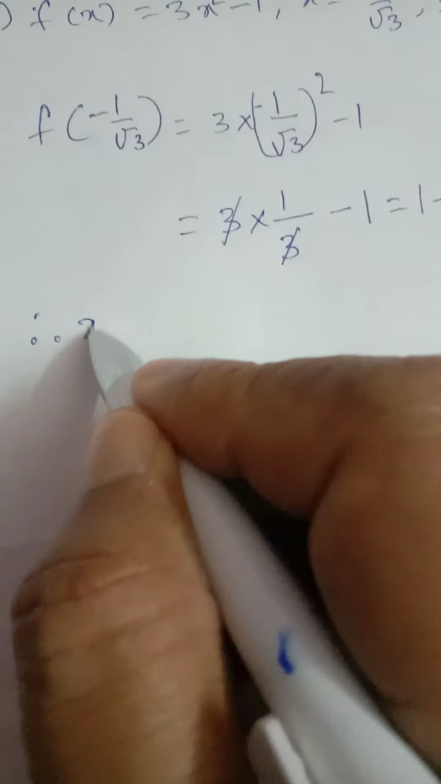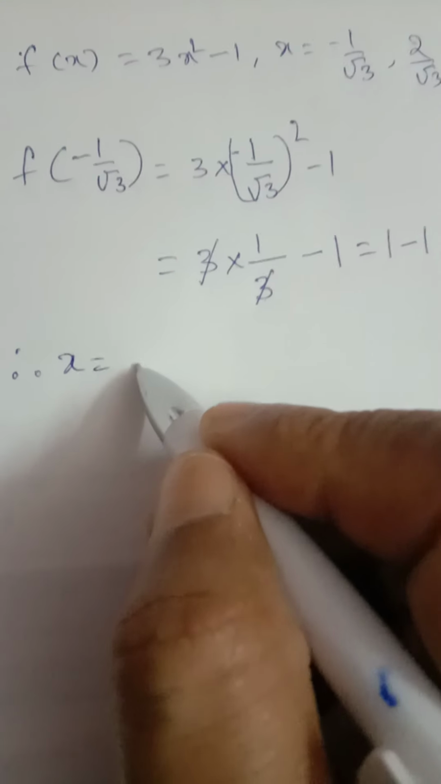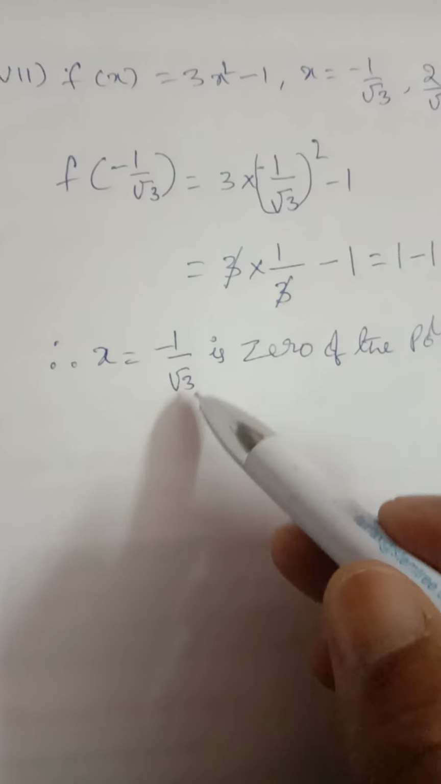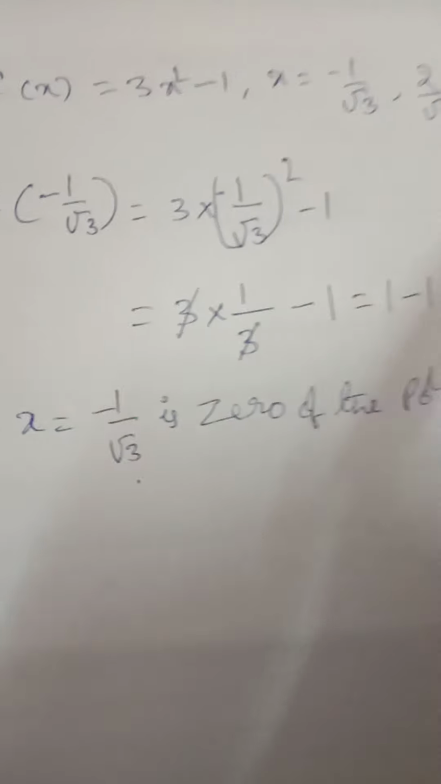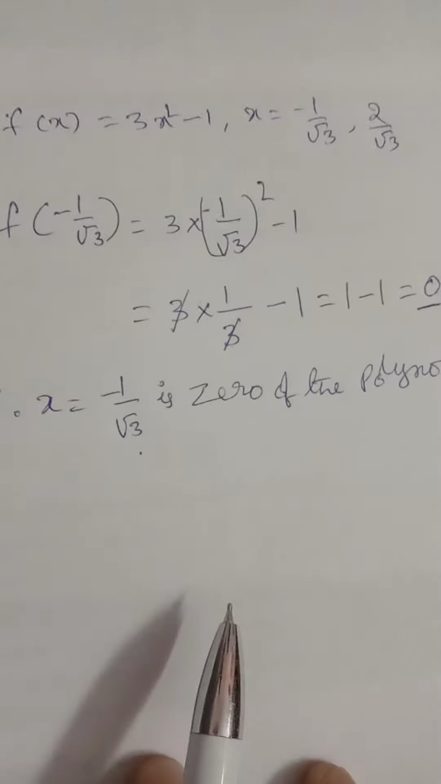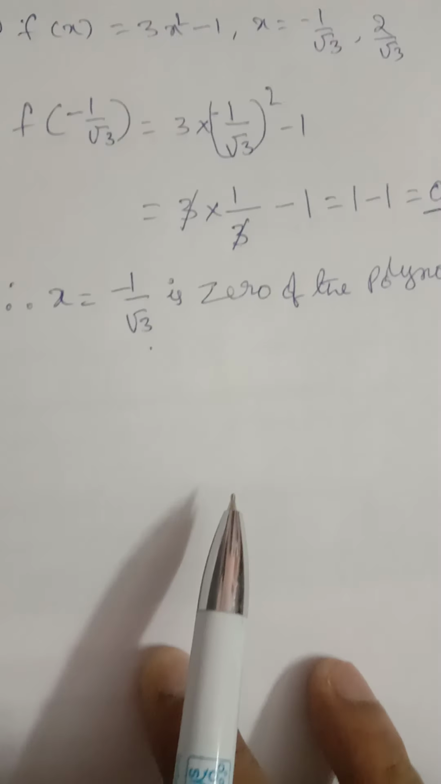Therefore x is equal to minus 1 by root 3 is a zero of the polynomial f of x is equal to 3x square minus 1. Next, x is equal to 2 by root 3.